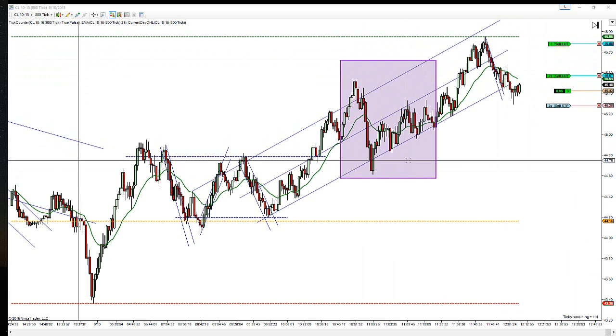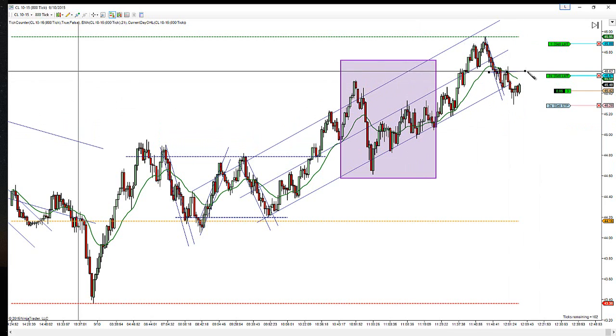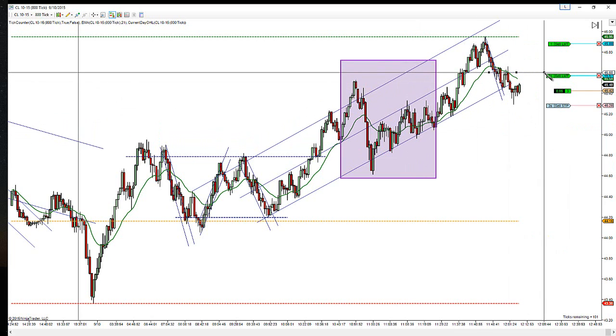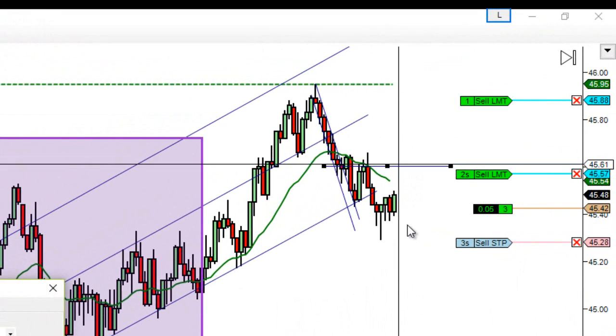So let me just show you where the actual previous high is. Let me just draw that in here. I think it's right here. Okay, here's this previous high. So I've got room to get out there. I like that for that reason.